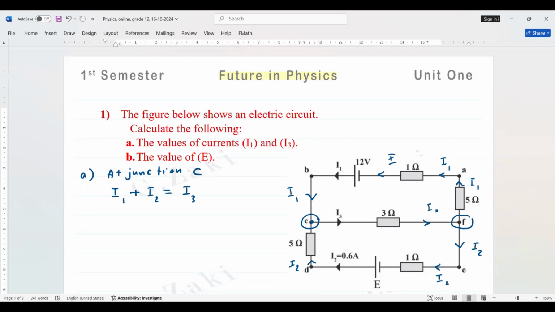Already I2 is given as 0.6. Then we write I1 plus 0.6 equals I3. Let this be equation number 1.